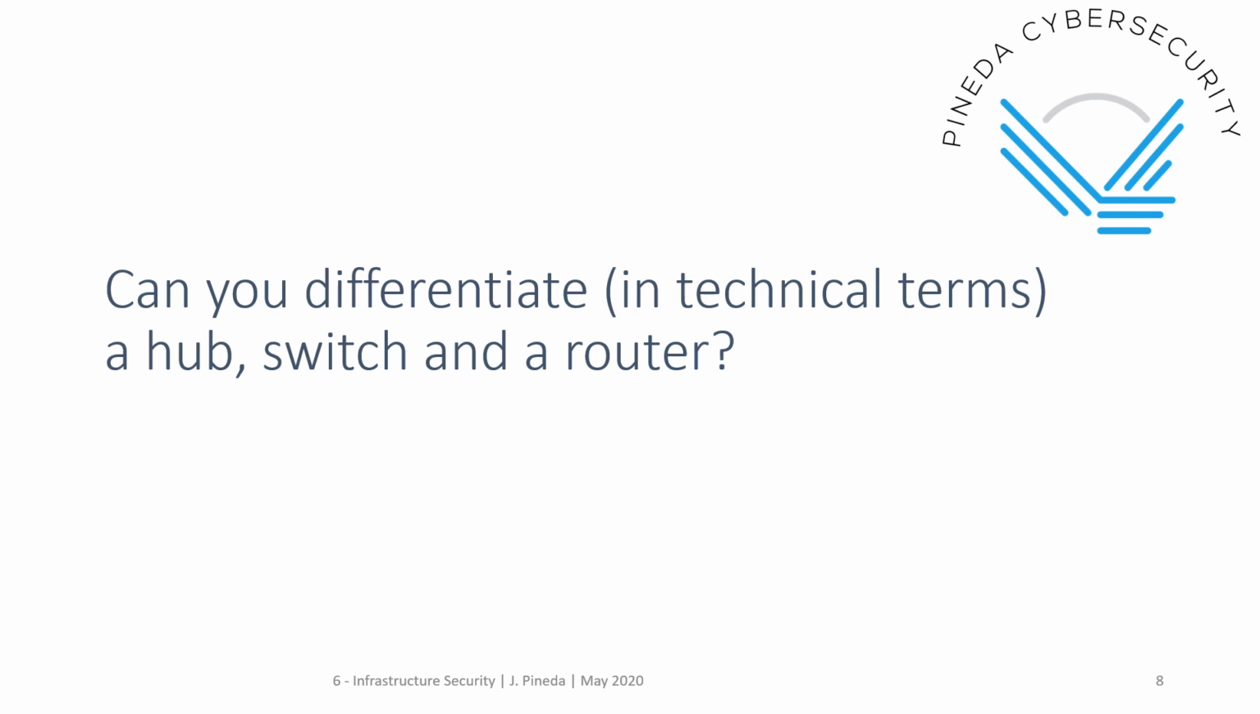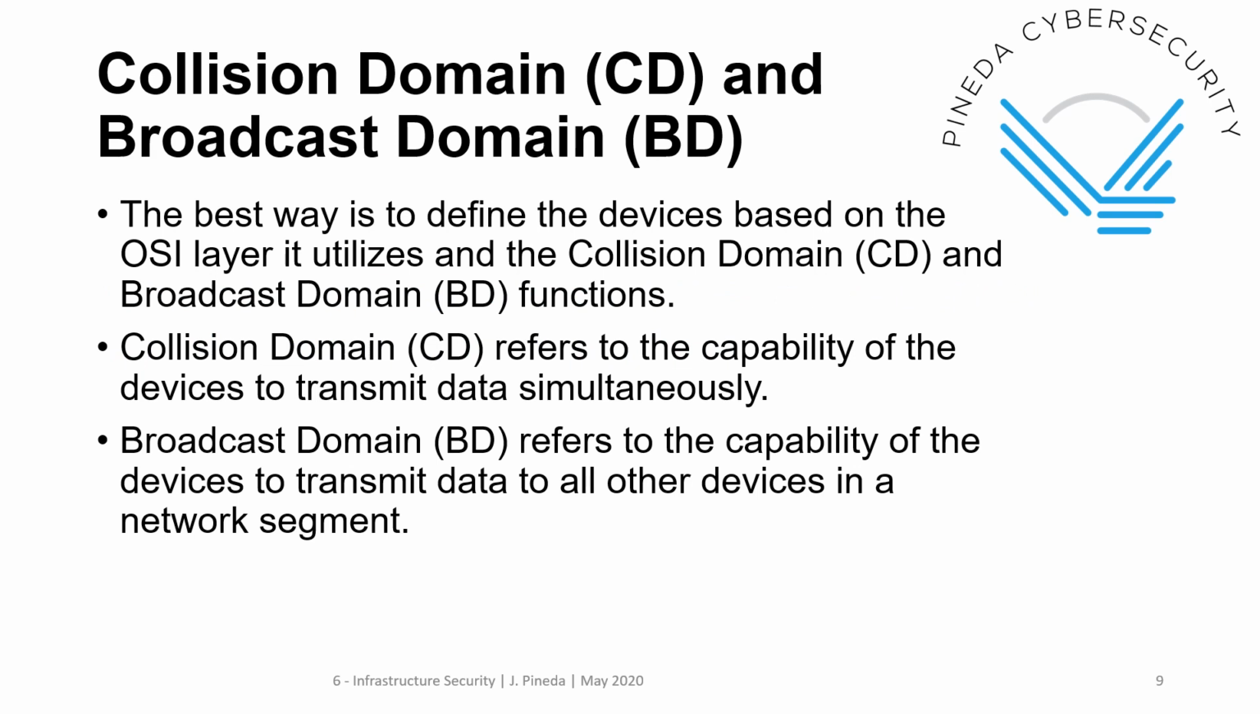Okay, and another thing that you have to be able to define is the difference between a hub, switch, and a router. Aside from the physical appearance and the number of ports, we need to be able to differentiate this. And in networking and security, the easiest way to differentiate these devices is through collision domain and broadcast domain. We call CD and BD.